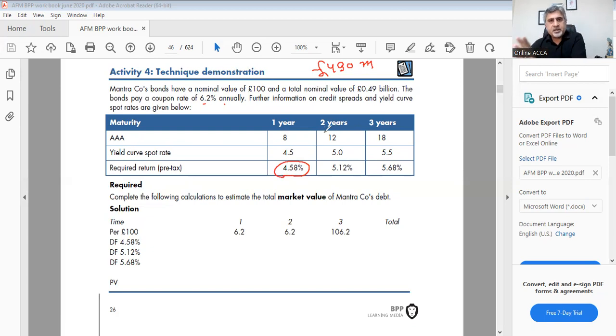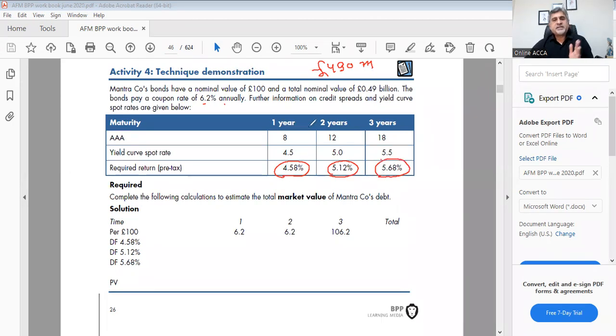If it is in year 2, the yield spot rate is 5, which is the average market 5. The yield is taken from the government bonds, okay? So the government bonds are offering 5%. You have got a AAA. So government is the safest one and the lowest one. And you would be giving 12 basis point above the government rate. So you are offering 5.12%. For 3 years, government bonds are 5.5. Your spread is 18, so it is 5.68.